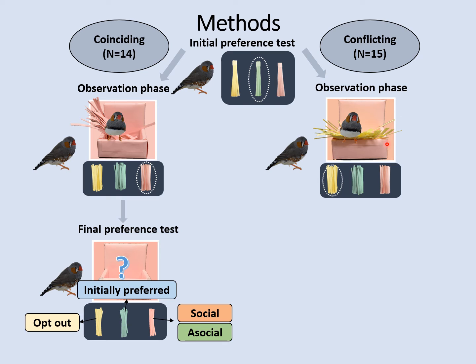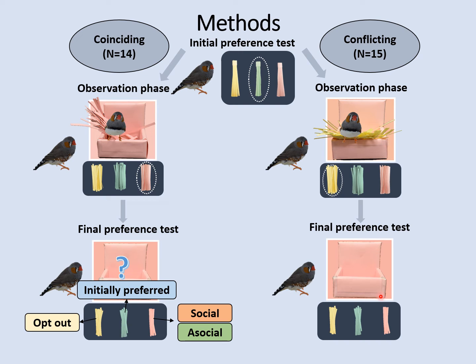Finally, observers were given a chance to build with all the three colored materials and a colored background as an asocial cue. The background color for this group conflicted with the social information of demonstrated material color. For example, background color here is pink, while the socially demonstrated material was yellow.